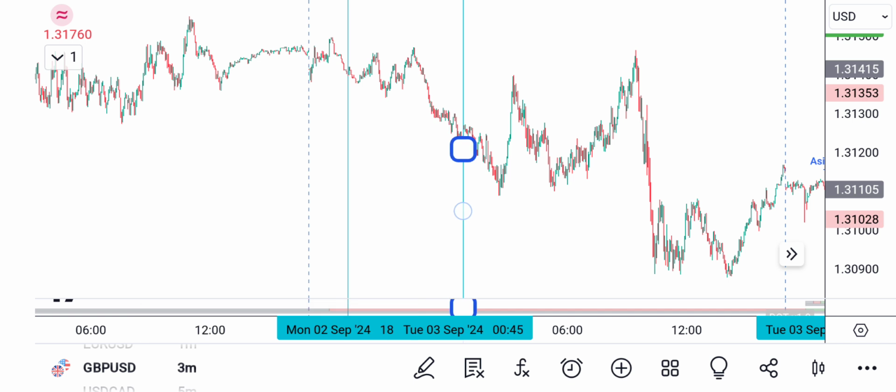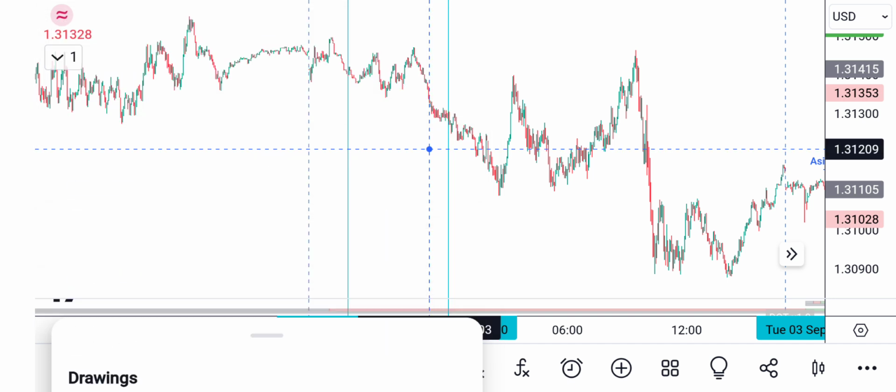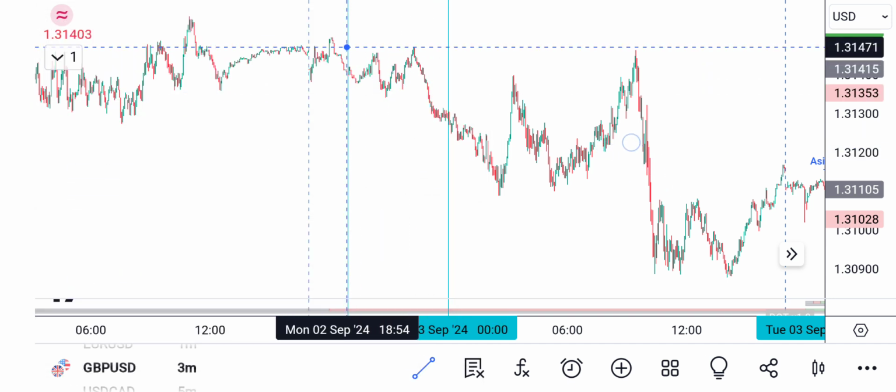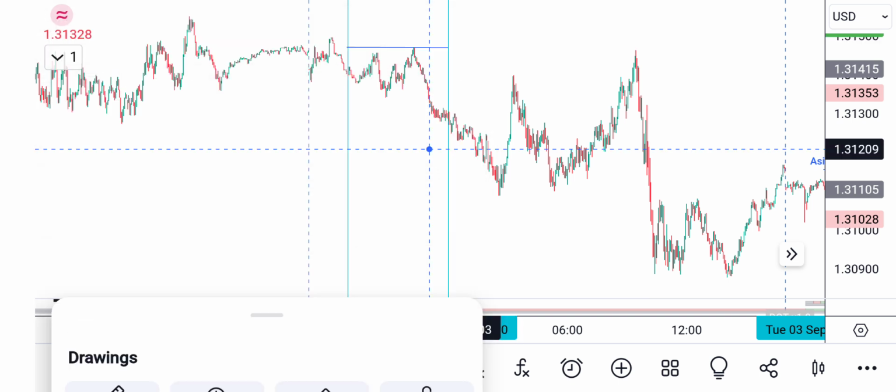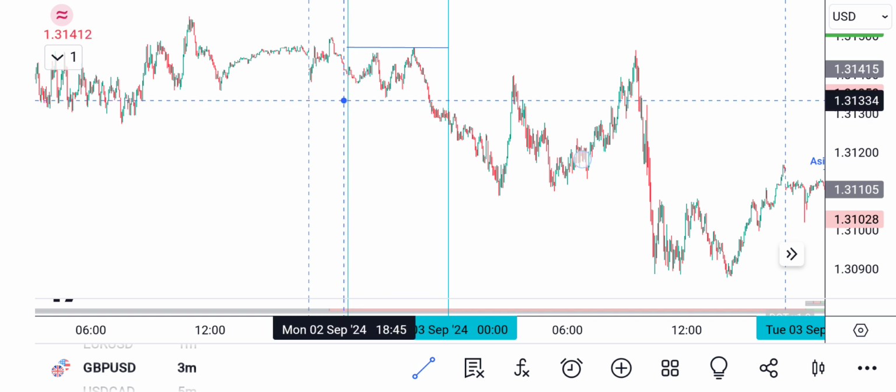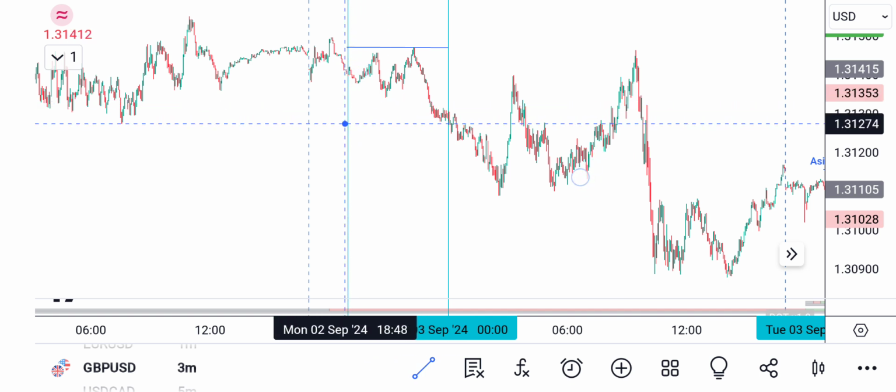I'm going to put it to 00, not 003, exactly 00. Okay, good, you have to do this. Okay, so let's mark our range again. This is the range that was formed during Asia, the high that was formed during Asia, the Asian high, and this is the low that was formed during Asia. It actually happened here. Good, this is the low that was formed inside Asia.